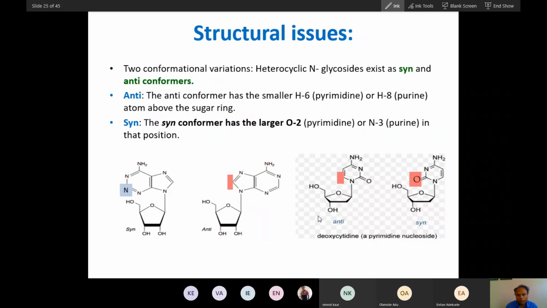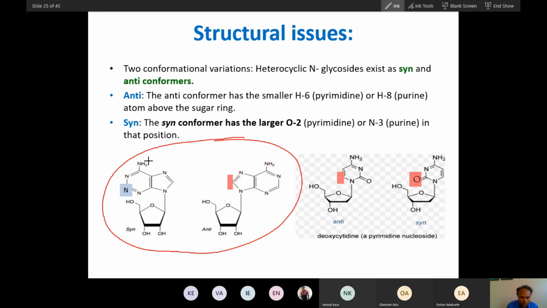So what we are talking about, the structural issue, is the conformation of the base with the sugar. You can see here the bases, especially the purines. You can understand this more in the context of a purine, so let's talk about this purine here. This is actually adenine, because this amino group is there.